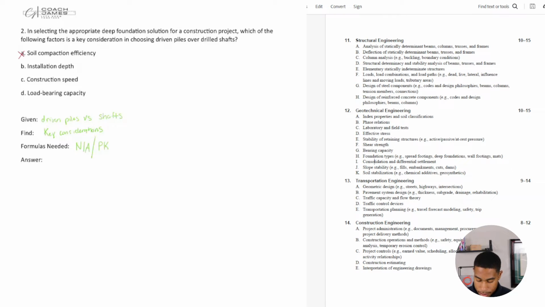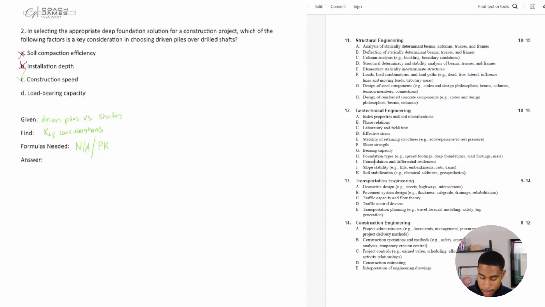Installation depth: if I needed to go super deep, I would choose a drilled shaft. And so we're trying to say, why would we choose a driven pile over a drilled shaft? So no. Construction speed, I mentioned that as you're driving piles is very fast versus shafts. So that one for now is correct.